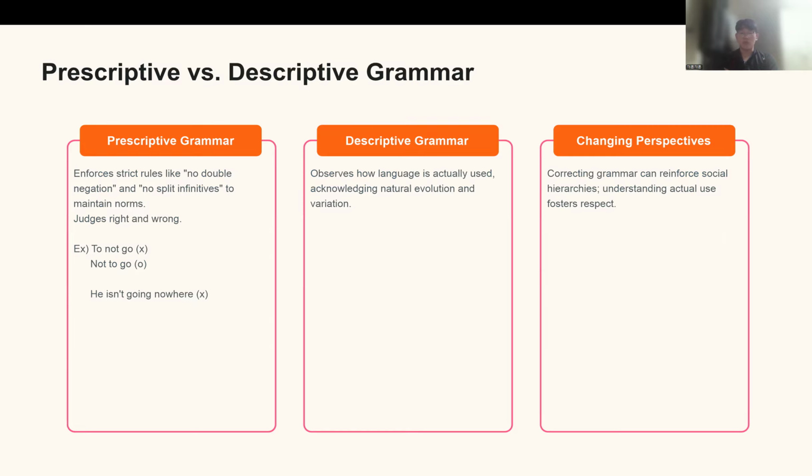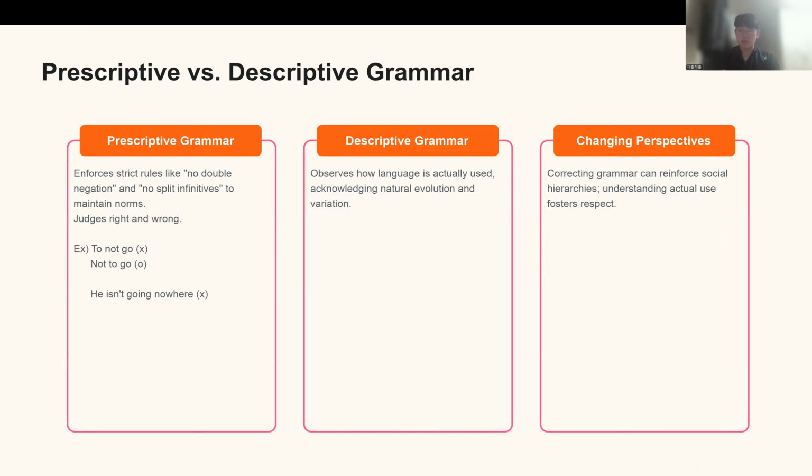grammars are overly obeyed, there can be some problems, which makes people anxious if they say something wrong, and they make hierarchies depending on which language varieties they speak. And that's why descriptive grammar is important.